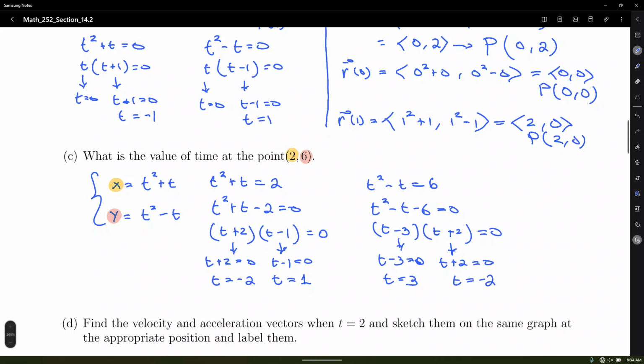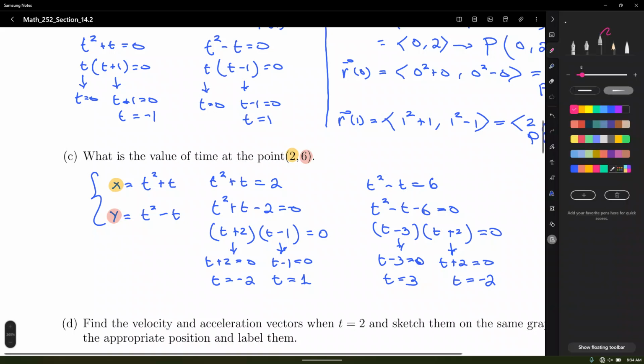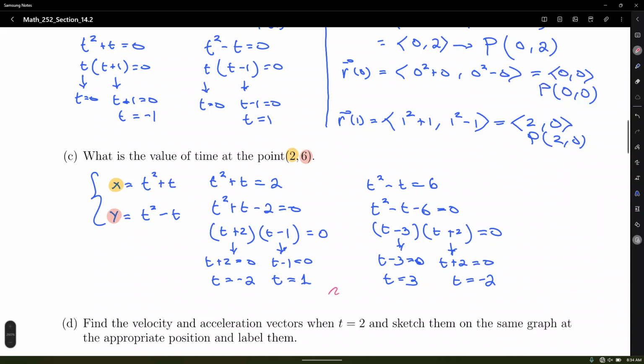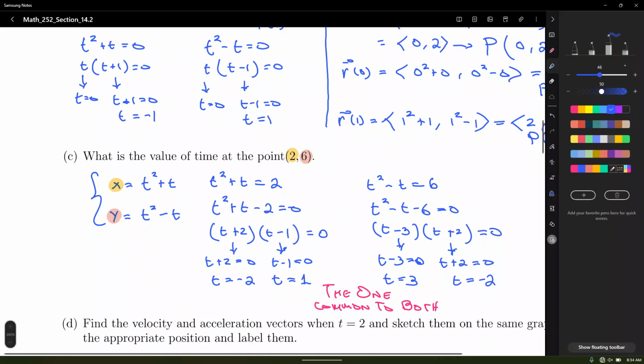But hold on, we got a bunch of results, a lot of potential options. No, it's not like we have options. We need to go with the one that repeats, that is, the one common to both, which in this case, let me highlight it, is t equals -2.